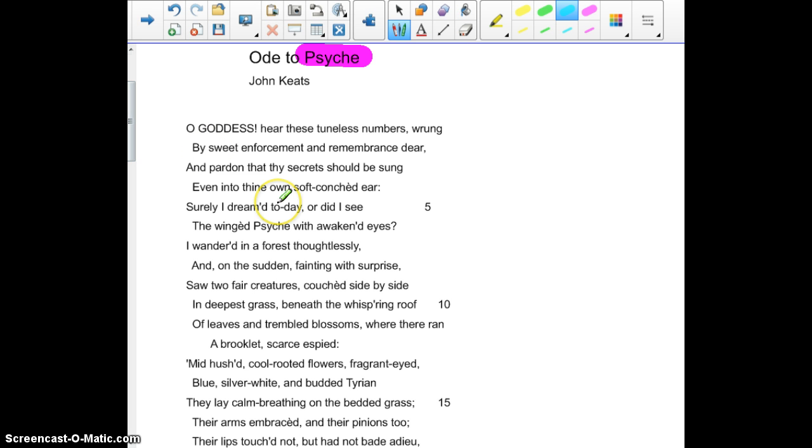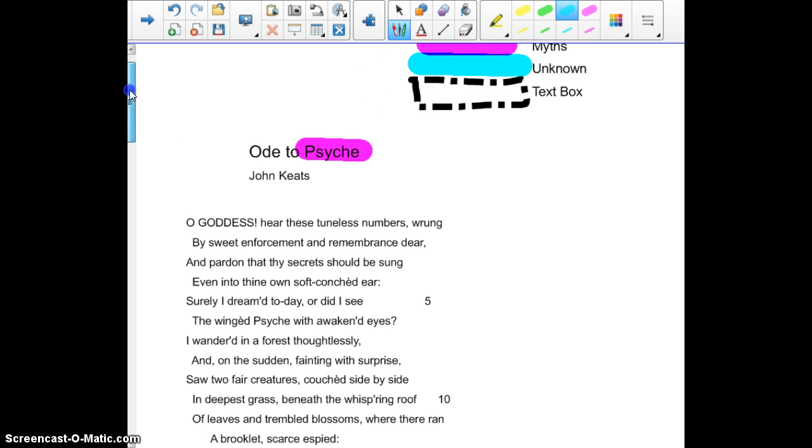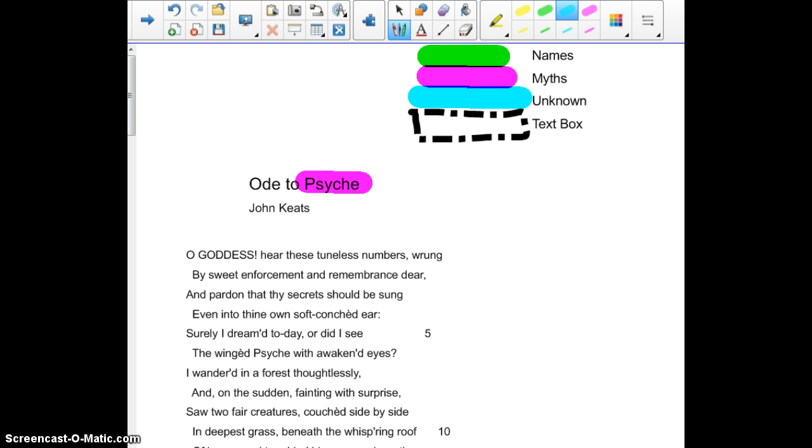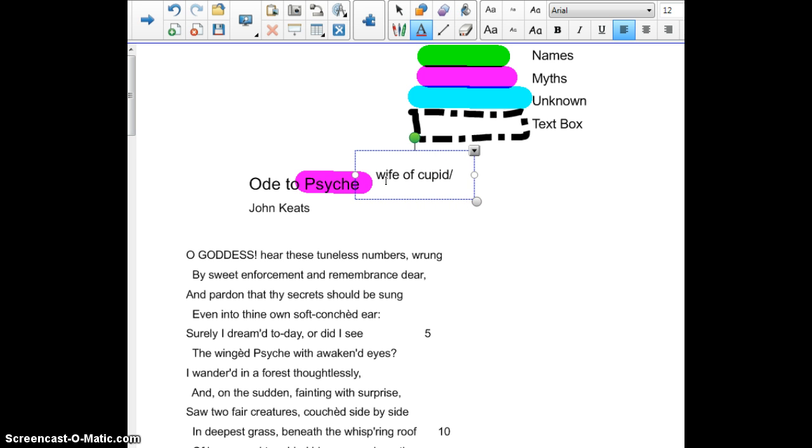Okay, so we're going to begin, and the very first thing that pops out to me is the name Psyche. I know this from my mythology. I know that she is the wife of Cupid or Eros, the god of love. I know that she was a mortal who became a Greek goddess through marriage with Eros.